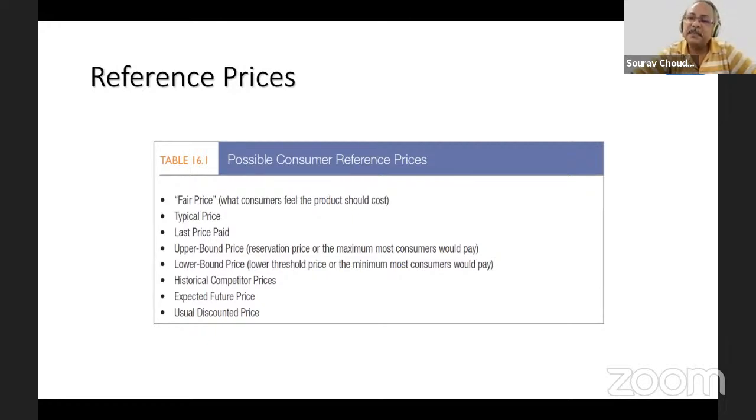Expected future price. Your price is going to go up for this product. There's a huge demand. Price is going to go up for this product. It can go up to 10,000 rupees. And so my expected product price, future price also becomes my reference.